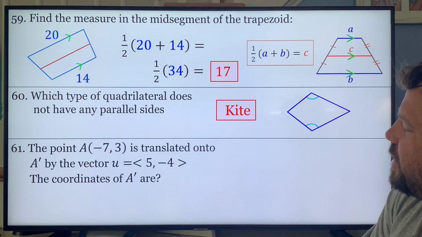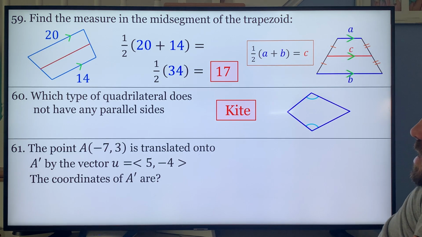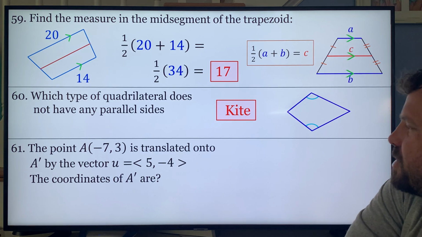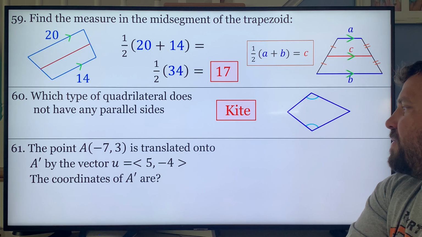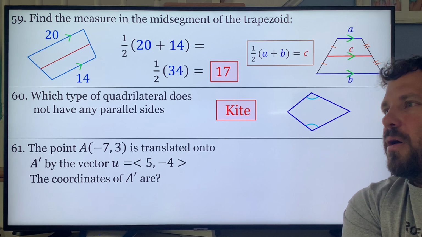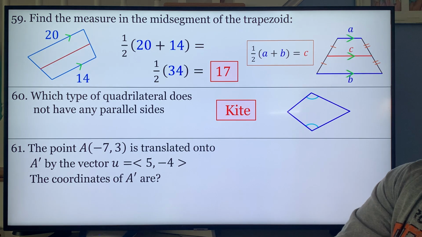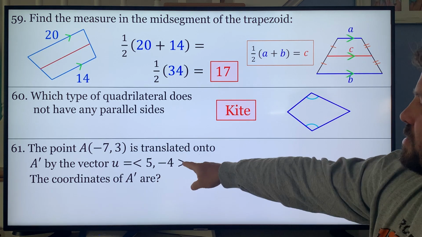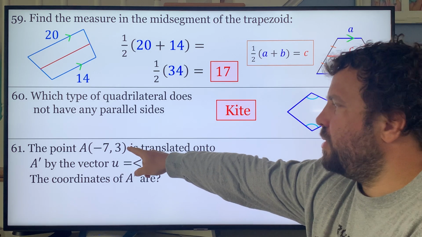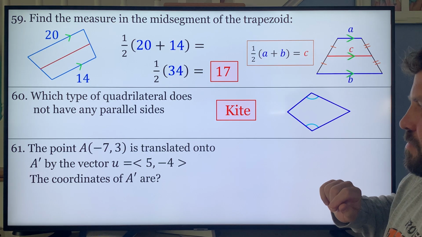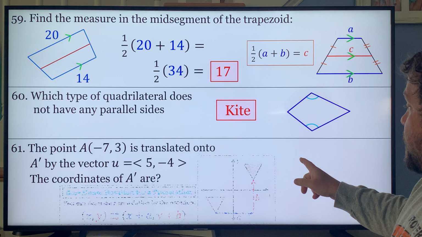The point A equals negative 7, 3 is translated onto A prime by the vector u 5, negative 4. The coordinates of A prime are as follows. Ready? When you do a vector, you just take the point and you add the vector to it. And that gives you your new point.